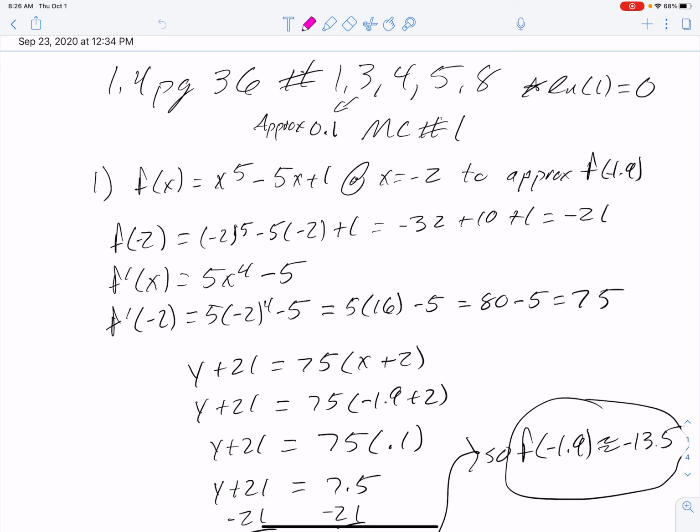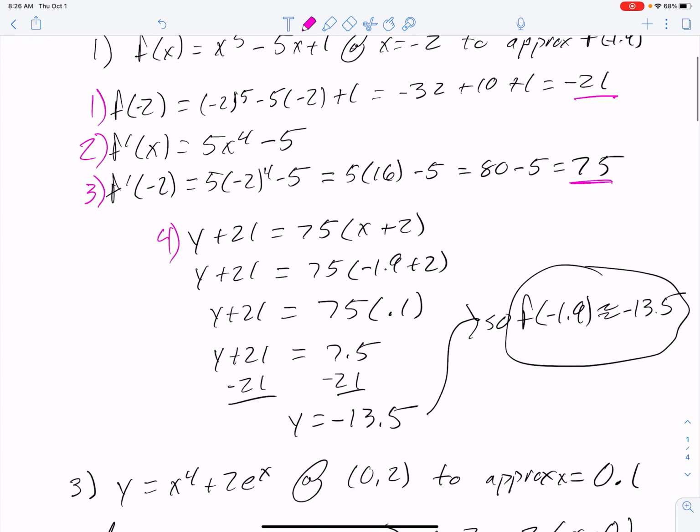And we know if we're going to write the equation of our tangent line, first we need to substitute in our x-coordinate to find our y value. Second, we need to find our derivative, so that third, we can substitute into our derivative to find our slope. Once we have those three pieces, we're able to write our tangent line.